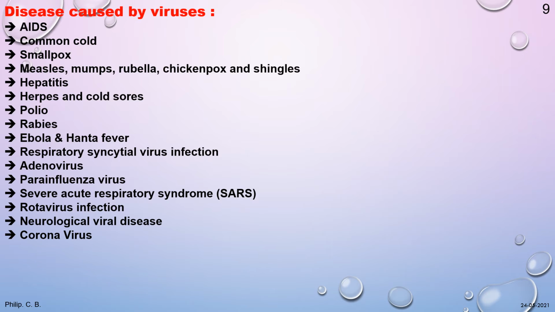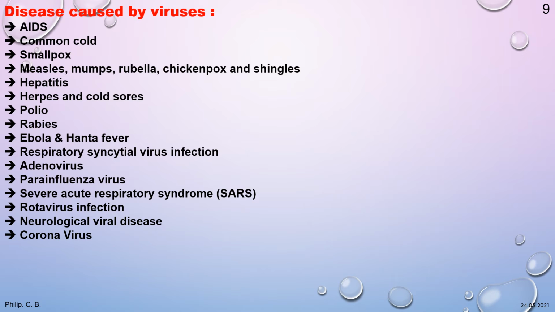Okay. Then the diseases caused by virus. Again, we have come across hundreds of diseases, right? So here are some of those: AIDS, common cold, smallpox, measles, mumps, rubella, chickenpox, shingles, hepatitis, herpes and cold sores, polio, rabies, Ebola and Hanta fever, respiratory syncytial viral infections, specifically infecting the respiratory system, adenovirus, parainfluenza virus, severe acute respiratory syndrome, there is SARS virus, rotavirus infection, neurological viral disease. Now this particular disease, the virus infects the brain specifically or the nervous system.